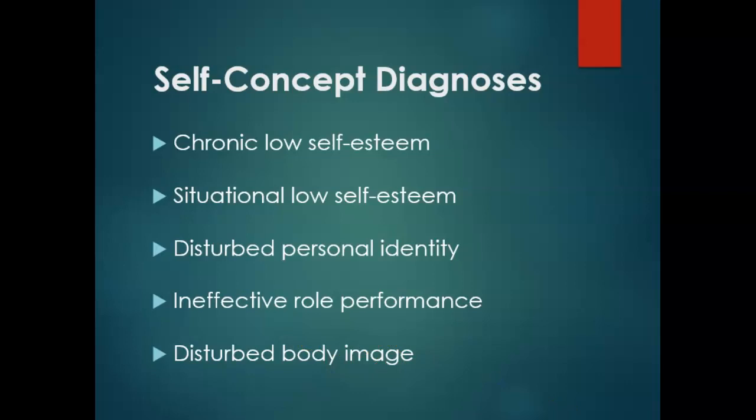Disturbed body image, as a self-concept diagnosis, is where an individual has a confused image of his physical self or negatively evaluates his body or an aspect of it. Etiologies include loss of functioning or appearance, such as with acne, scars, breast removal, amputation, that type of thing. Disturbed body image can also relate to eating disorders, gender conflict, or personality disorders.